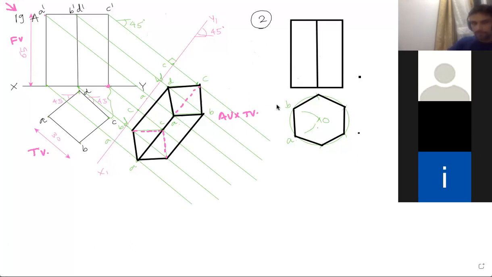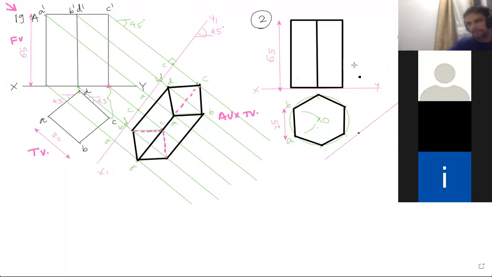I don't know why my pen is lagging today. This is 25, 65, and this is XY. Okay, so this is 65. So draw this much first. Then what is this angle? This angle is 30 degree. This x1, y1 is 30 degree.